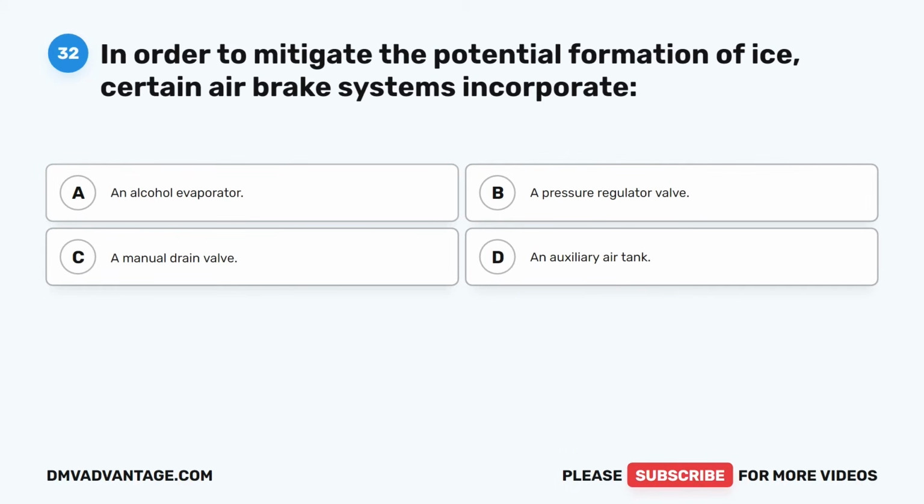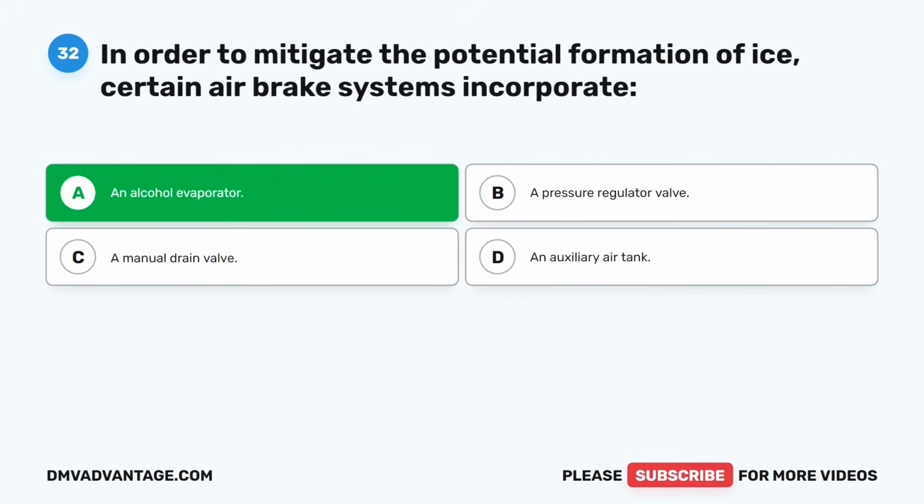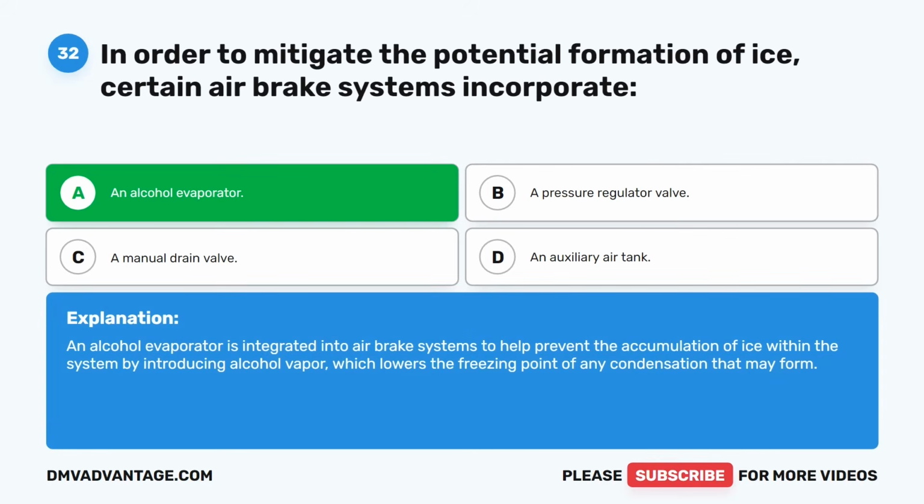Question 32. In order to mitigate the potential formation of ice, certain air brake systems incorporate A. An alcohol evaporator, B. A pressure regulator valve, C. A manual drain valve, D. An auxiliary air tank. The correct answer is A. An alcohol evaporator. An alcohol evaporator is integrated into air brake systems to help prevent the accumulation of ice within the system by introducing alcohol vapor, which lowers the freezing point of any condensation that may form.